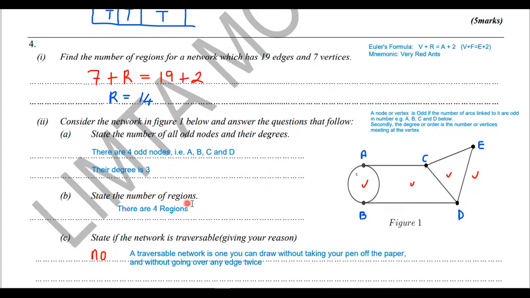Now they want us to state the number of regions. Many students fail at this point because they count these regions and forget that the area outside is also another region. So this is how we count the number of regions. This is region 1. Then this other region is number 2.